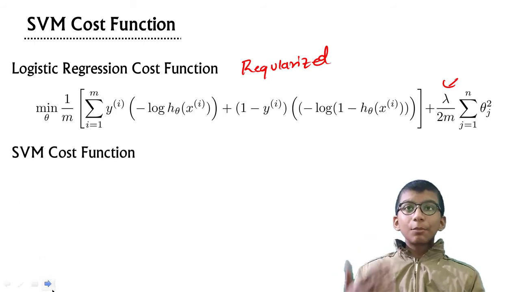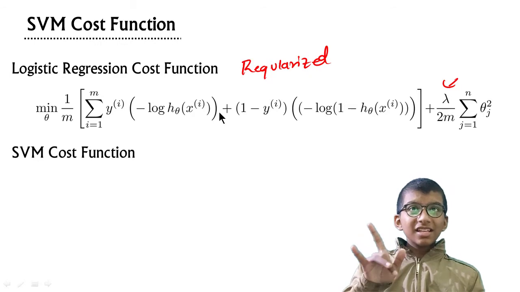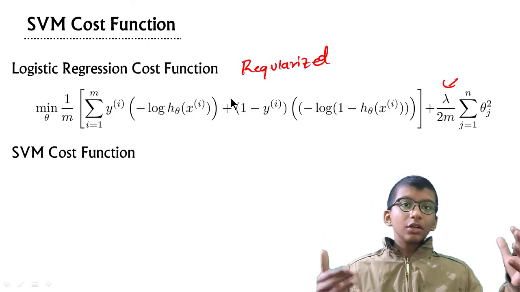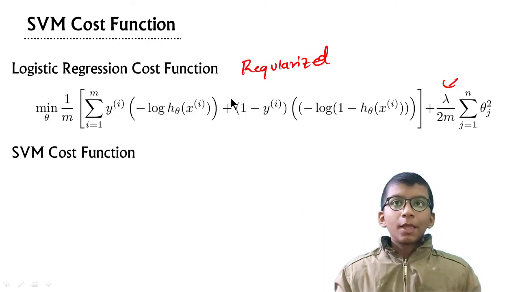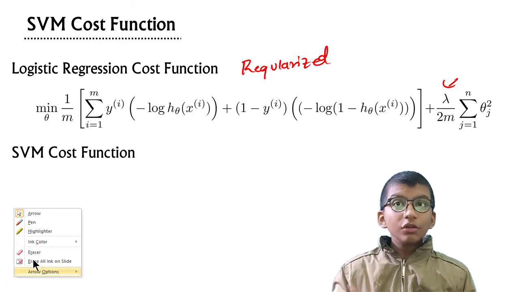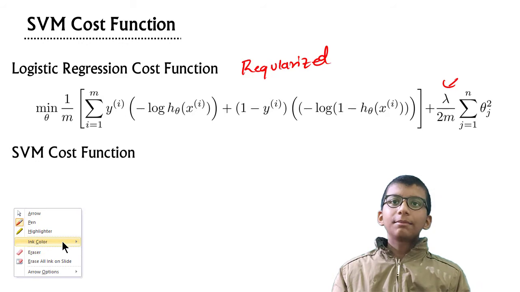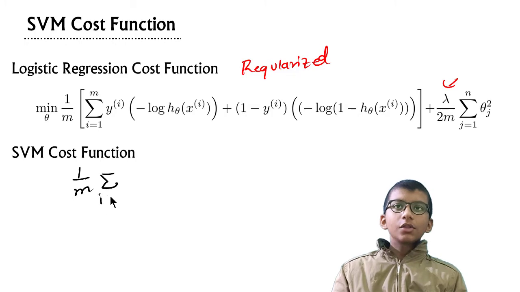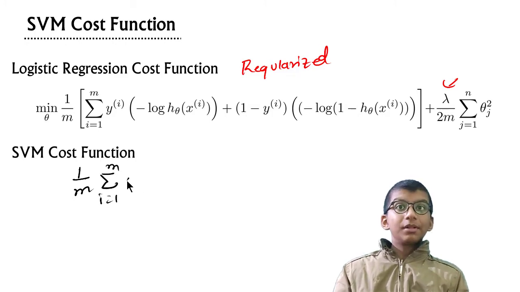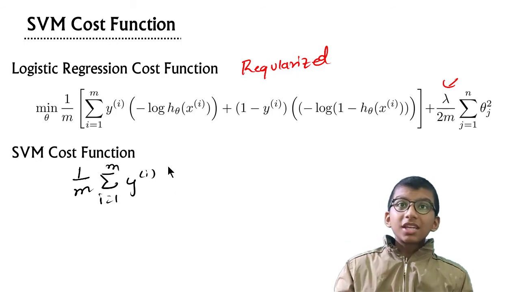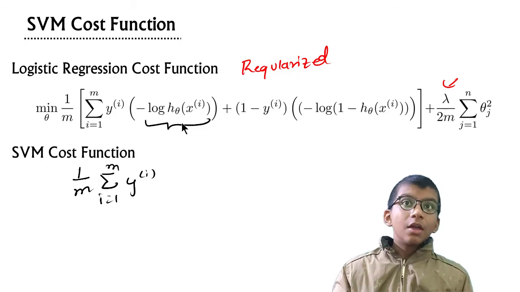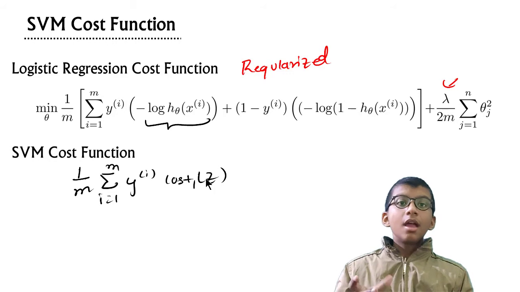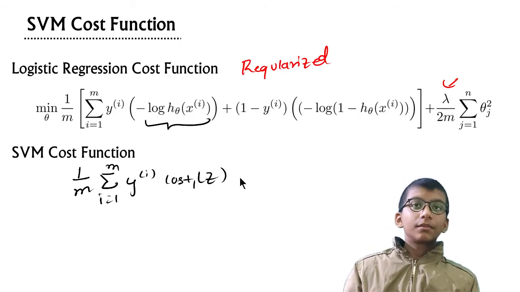And if I talk about the support vector machine cost function, in this case, if we merge both the y equals 1 and y equals 0 equations to make this kind of cost function. In the case of the support vector machine, let me start writing that. Again, we have 1 upon m, the sum from i equals 1 to m, where m is the number of training examples, y_i, and here, for y equals 1, we'll write cost subscript 1 of z, where z here is theta transpose x.